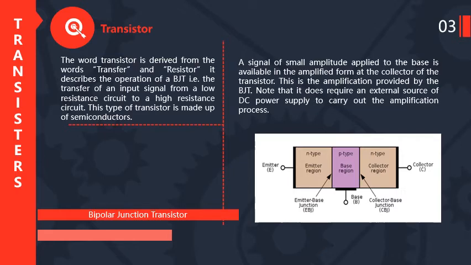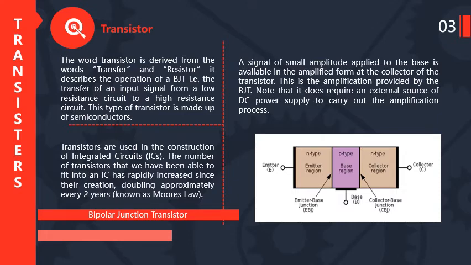Emitter represented by capital E, collector represented by capital C, and base is represented by capital B. So in this diagram we clearly see there are two junctions. So this is called the bipolar junction transistor. The junction names are emitter base junction and second one is collector base junction.